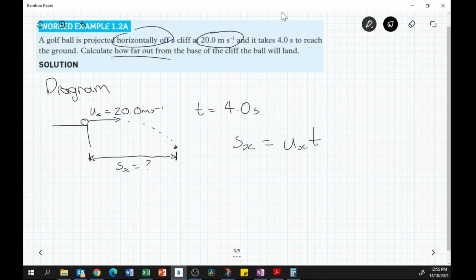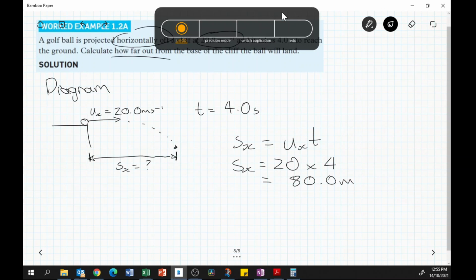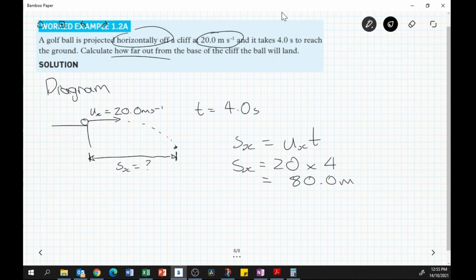Okay? Let's finish this example and then we'll pack up. Sx equals uxt. Sx equals 20 times 4 equals 80. Meters per second times seconds, so the seconds cancel. That's meters.